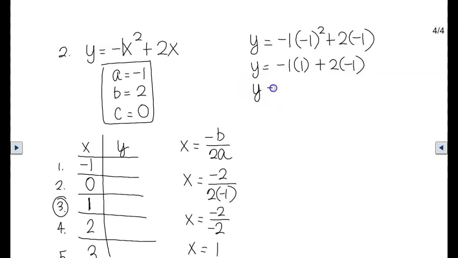Now we'll do our multiplying. -1 times 1 is -1, plus 2 times negative 1 is negative 2. And then when we add negative 1 plus negative 2, we get negative 3 as our y value.